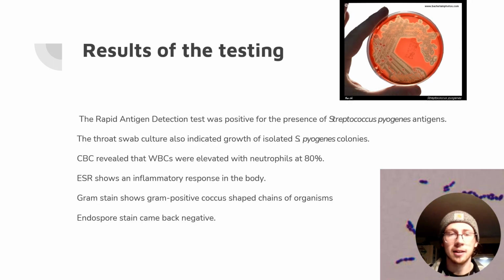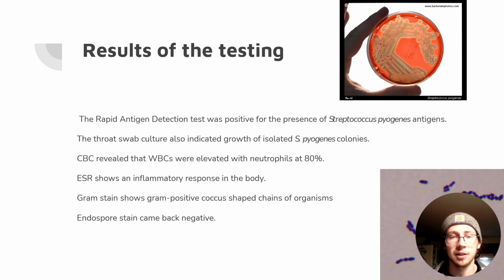As for the testing, the rapid antigen detection test showed that the presence of Streptococcus pyogenes antigens was present. The throat swab culture also showed the same thing with the growth of isolated Streptococcus pyogenes colonies. They show this up in the top right. They used the streak test to isolate these colonies, and they showed that they were growing.